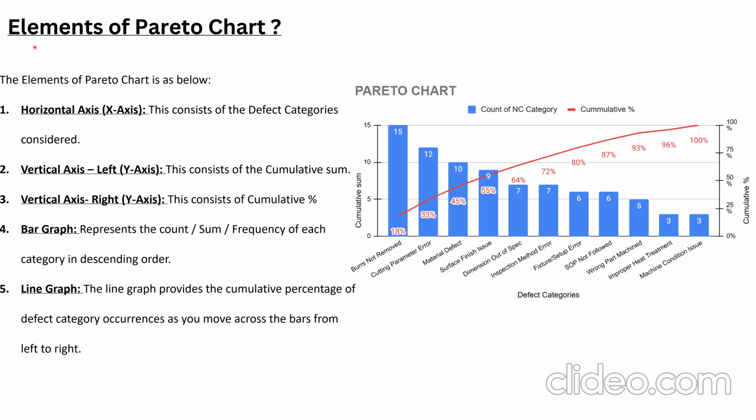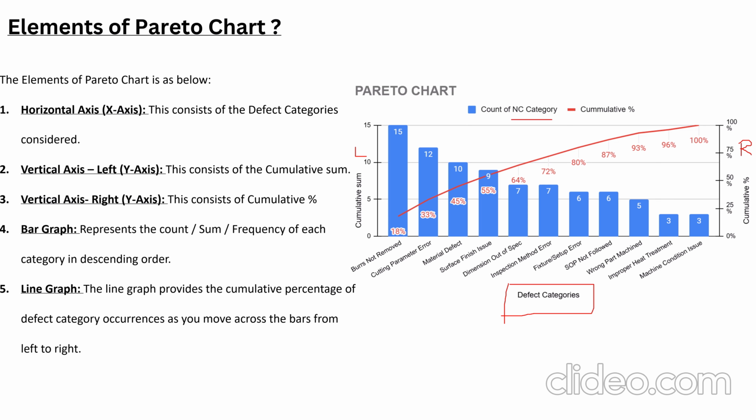Now coming to the elements of the Pareto chart, it consists of various elements. The most important elements are as below. The first element is the horizontal axis or the x-axis. This x-axis consists of defect categories or the NC categories or the categories under study. Here the vertical axis consists of two types: one is the left axis and the other is the y-axis on the right.